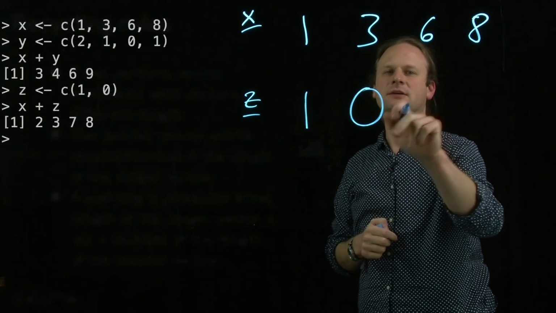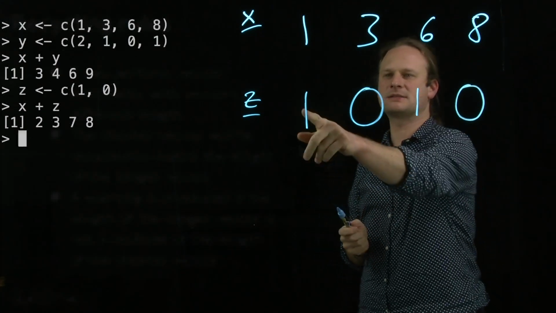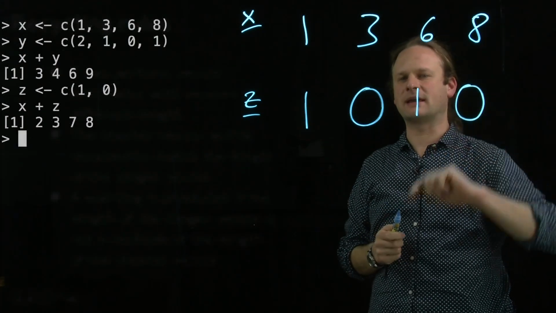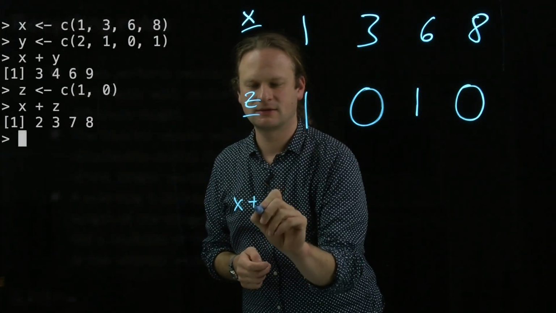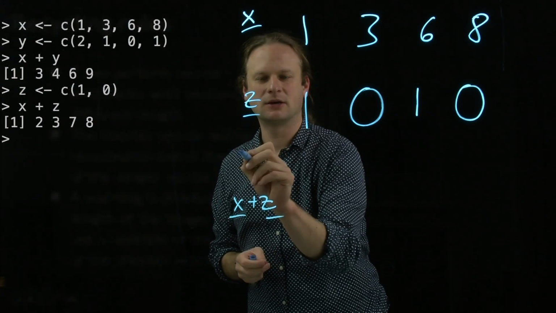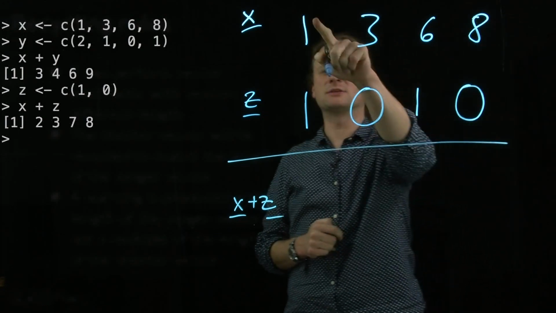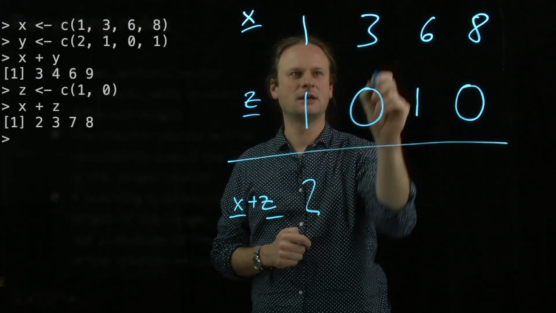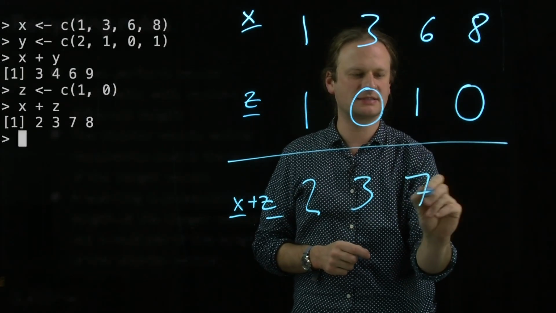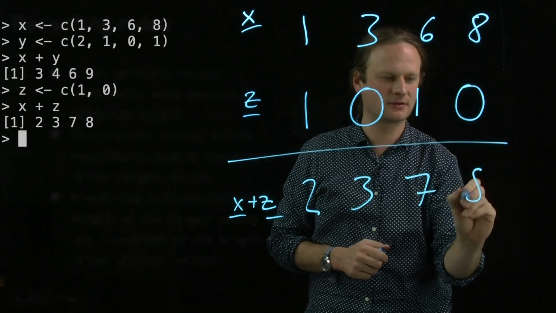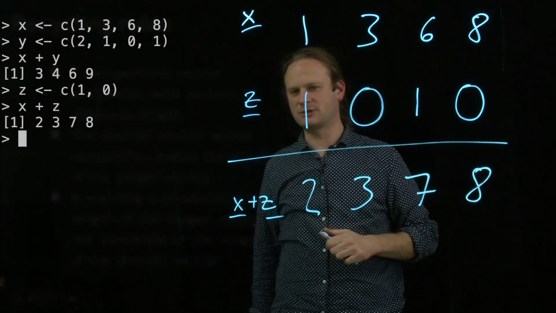R will simply repeat the vector z again. And now the vector z has become a vector of length 4 as well. And now if I ask for the sum of x plus z, all R has to do is add up the individual elements. So 1 plus 1 gives 2, 3 plus 0 gives 3, 6 plus 1 gives 7, and 8 plus 0 gives 8, which is exactly the result R has produced here.